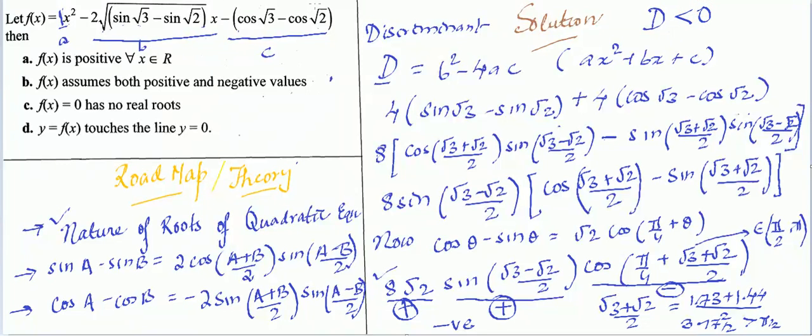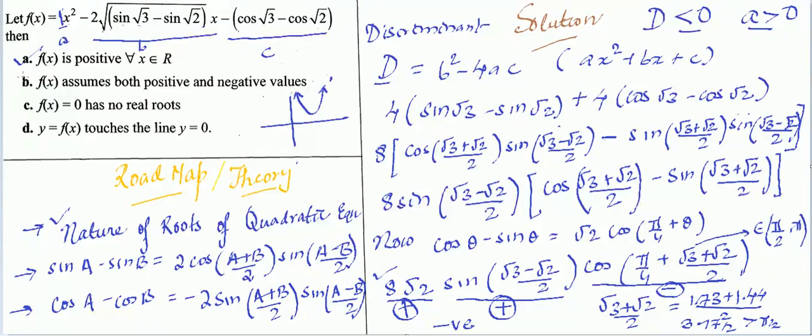Now here your a is greater than 0 and discriminant is less than 0. That means this particular quadratic expression is somewhat like a hanging parabola, because it does not have any real roots, and since a is greater than 0, it opens upwards. If it is a hanging parabola, definitely option A will be correct, because in this case your y, that is nothing but your f of x, will always be positive for any real value of x.